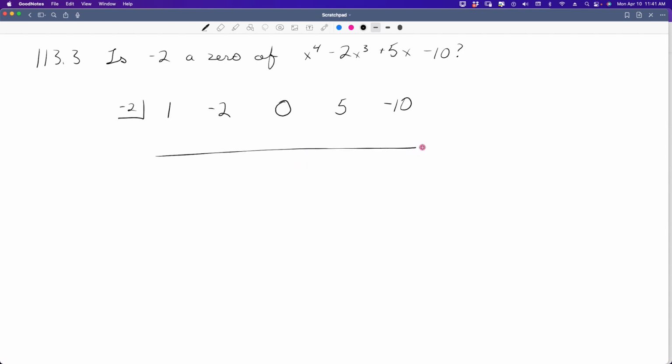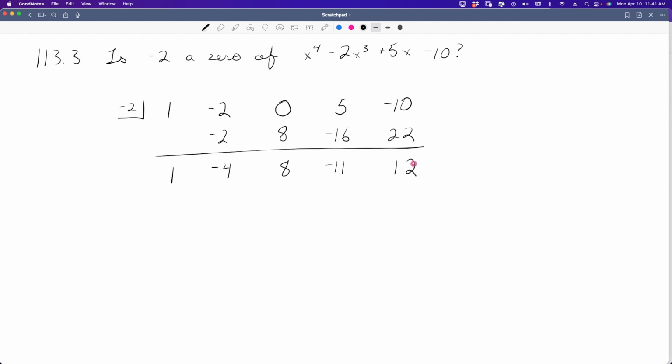Draw our line, bring down the first term. -2 times 1 is -2. That gives us a -4. -2 times -4, that's an 8. -2 times 8 is -16, so it's a -11. -2 times -11 is a +22. We have a remainder of 12.